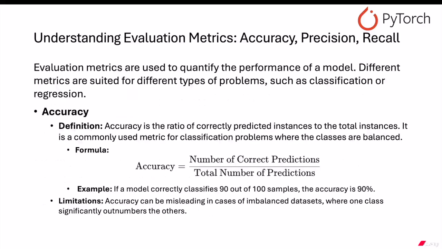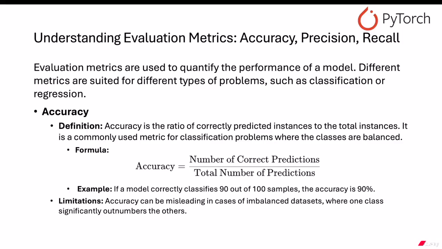Understanding evaluation metrics: accuracy, precision, and recall. Evaluation metrics are used to quantify the performance of a model. Different metrics are suited for different types of problems, such as classification or regression. Accuracy. Accuracy is the ratio of correctly predicted instances to the total instances.